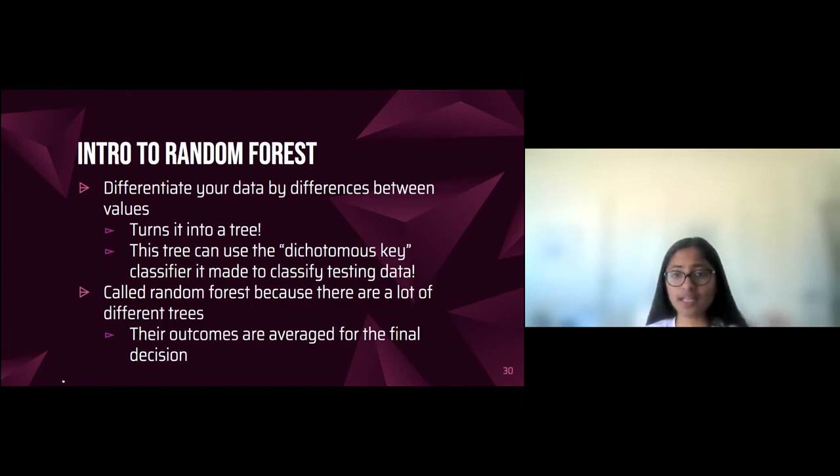And by differentiating the data, it turns it into a tree. This tree can use a dichotomous key type classifier to classify the data into different categories. And it's called random forest because there's not one single tree. There are a ton of different trees, and their outcomes are averaged for the final decision to try to get the most accurate decision.